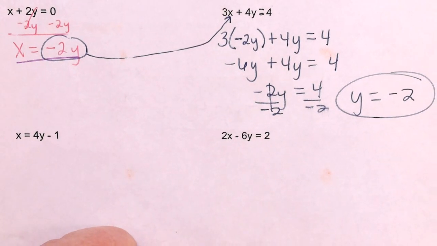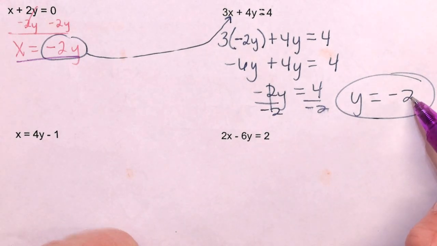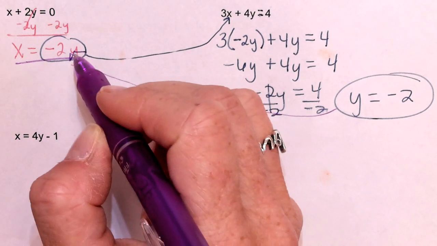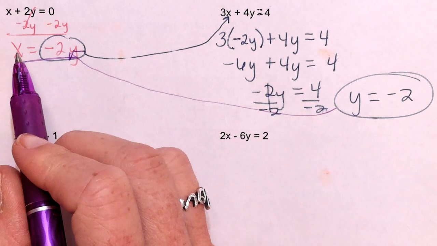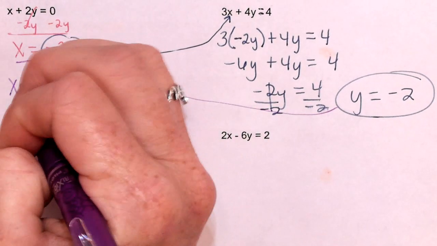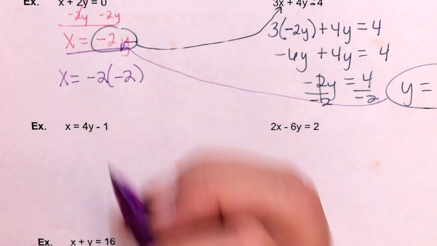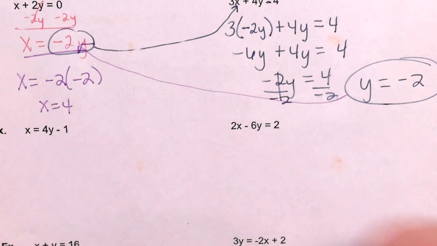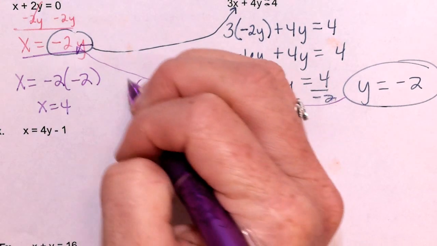Now what do you do? You plug negative 2 in. I take this negative 2 and plug it in for that y. I can't plug it in for x when it's y, so that I can get x, yes? So x is equal to negative 2 times negative 2. What's negative 2 times negative 2? So what's my answer? 4, comma, negative 2.